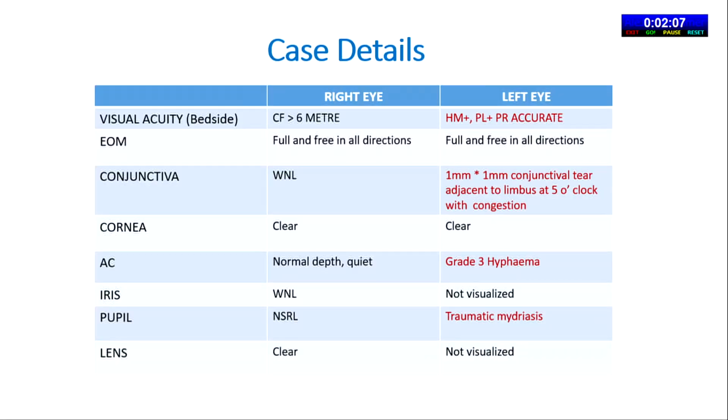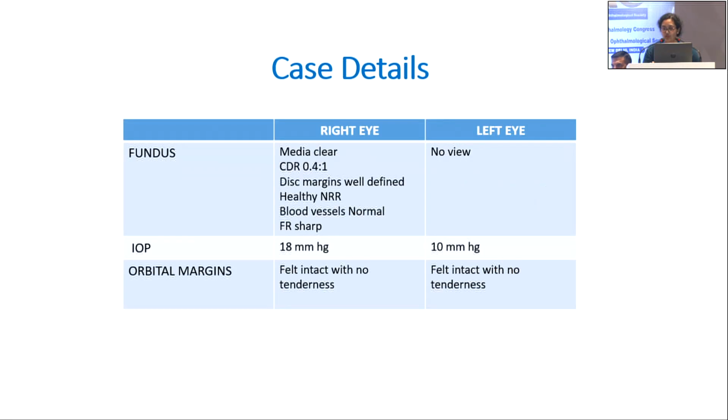So my case is a 23-year-old male who presented to the emergency with injury with the blunt end of a nail. He was a carpenter by profession, and it had hit him in the eye in a projectile fashion. The patient was complaining of diminution of vision in that eye with redness, pain, and foreign body sensation since the time of injury. On ocular examination in the right eye, everything starting from visual acuity to fundus was within normal limits. In the left eye, he had a visual acuity of hand movement positive and a small conjunctival tear adjacent to the limbus with surrounding congestion, and grade 3 hyphema with traumatic mydriasis.